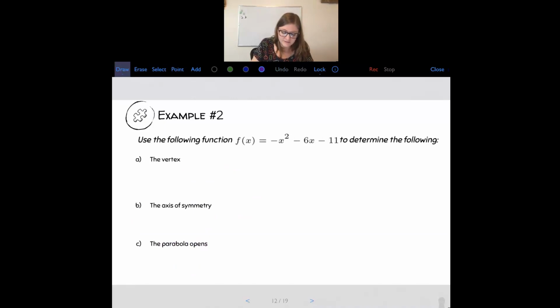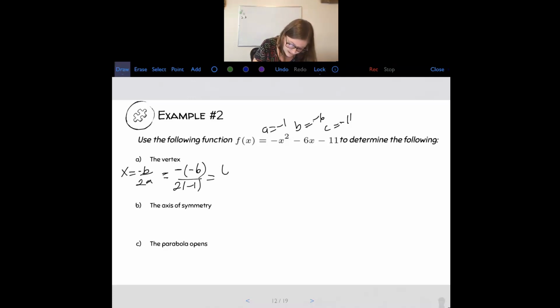Example 2, use the following function. F of x is equal to negative x squared minus 6x minus 11 to determine the following. So we're going to find the same things as we did in example 1. So the vertex, the x coordinate, is given by negative b over 2a. My a in this case is negative 1, b is negative 6, and c is negative 11. Okay. So negative b, so there's still a negative, or you can think of it as opposite of b with that negative in front, over 2 times negative 1, which gives me 6 over negative 2. So my x-coordinate is negative 3.